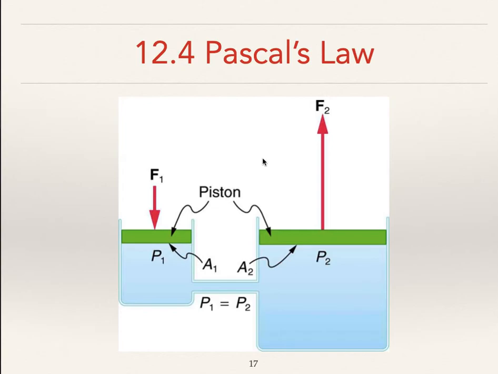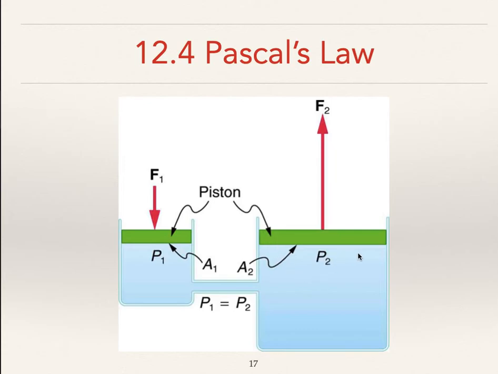So what's happening? How do you multiply force, and what's the cost involved? Because nothing comes for free. There has to be some cost associated with multiplying this force. Well, here's what's happening. You'll notice that we have a small force here, but we have that force acting on a relatively small area, A1, which represents the surface area of this green piston on the left side. We have a larger force F2 associated with a larger area, A2, the surface area of this green piston on the right side.